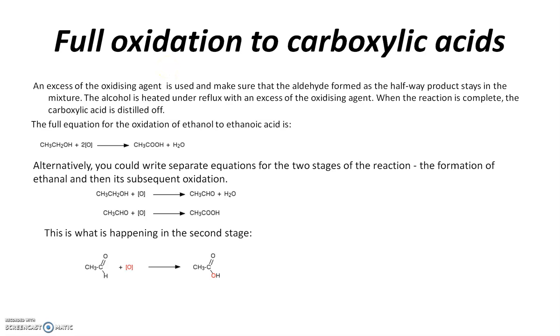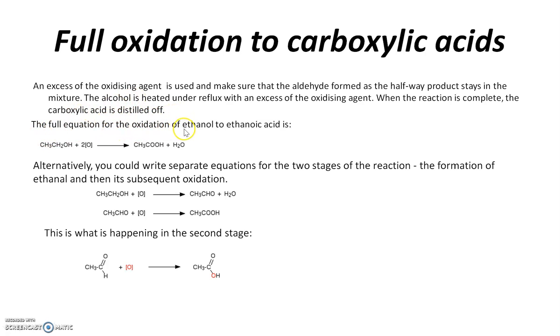Partial oxidation, as I told you, will form aldehyde, and full oxidation gives carboxylic acid. It means that in this case an excess of the oxidizing agent is used. In my previous slide, I discussed the excess alcohol. Now here an excess of the oxidizing agent is used, and this makes sure that the aldehyde formed as the halfway product stays in the mixture. The alcohol is heated under reflux with an excess of oxidizing agent. When the reaction is completed, the carboxylic acid is distilled off.